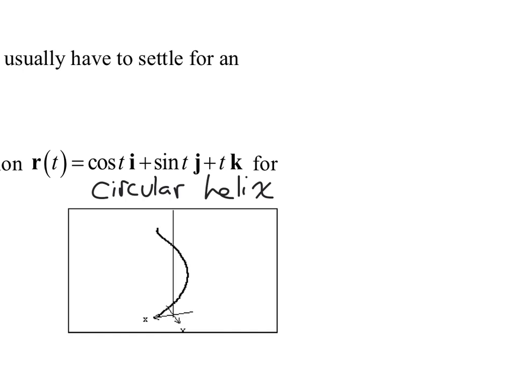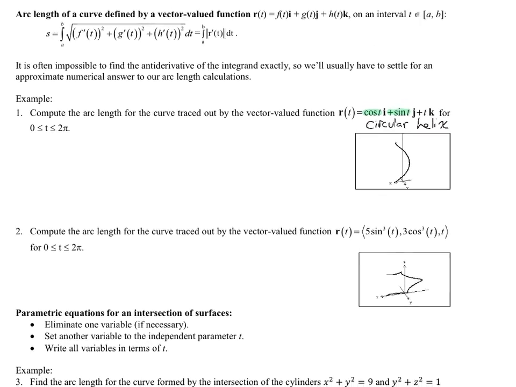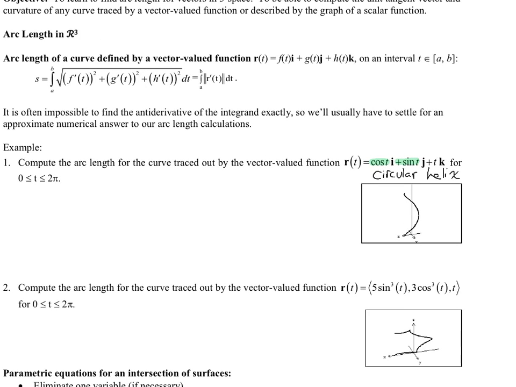All right, I know it's circular because the coefficients of cosine and sine are the same. For the elliptical helix, the coefficients would be different. So when I'm looking for the arc length, it's really just as simple as taking our arc length formula from parametrics way back in the beginning of the first unit and just adding a third dimension to it.